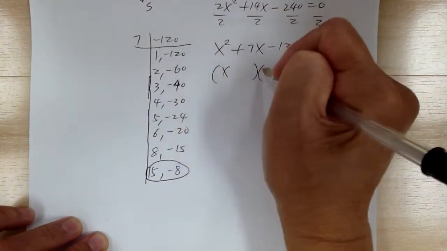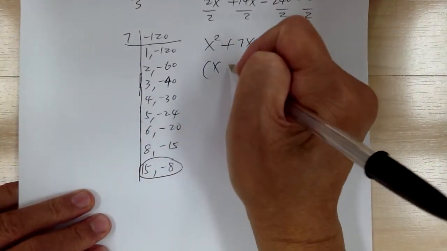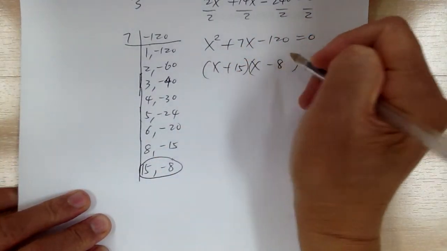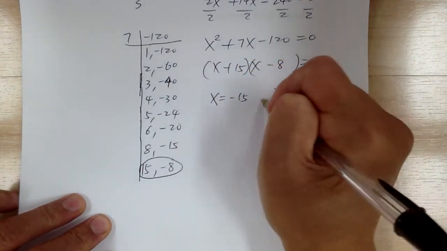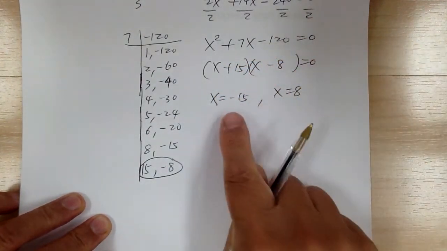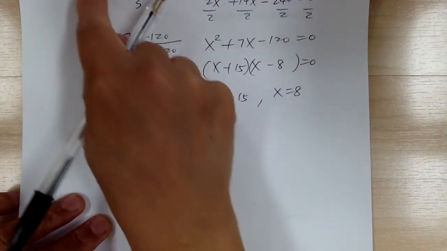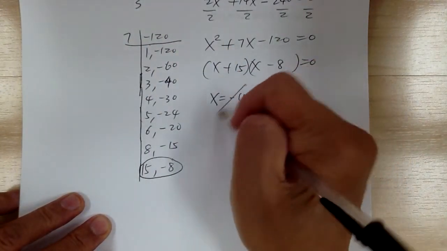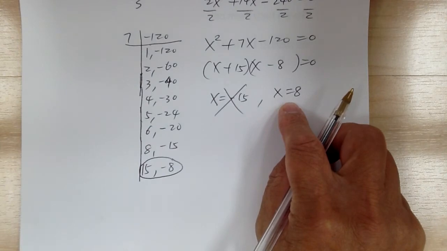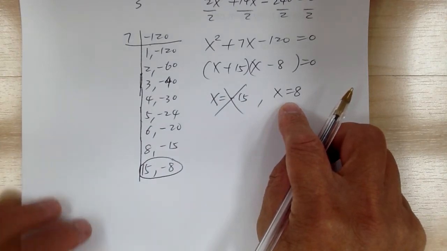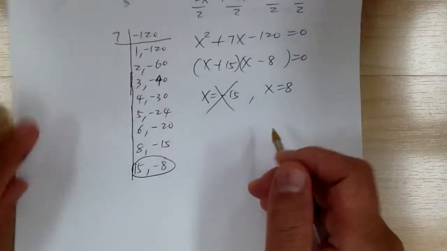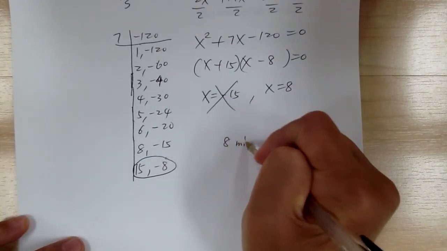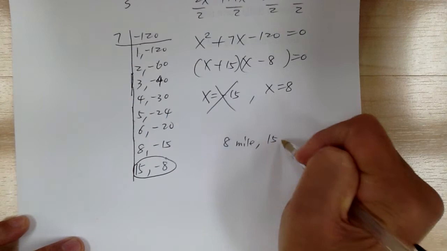So undo the first term. And so you're going to get plus 15 minus 8. So you get x equal to negative 15, x equal to 8. Now, because this deals with physical objects, it cannot be negative. So x equal to 8. So how far are each one from the port? If x equal to 8, the other one would be 15. So your answer would be 8 miles and 15 miles.